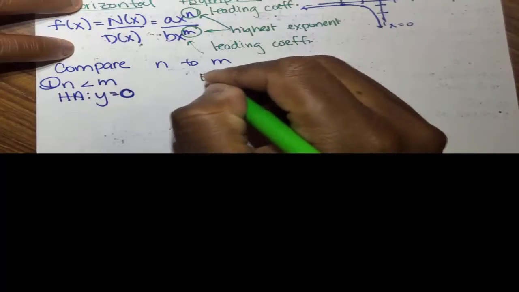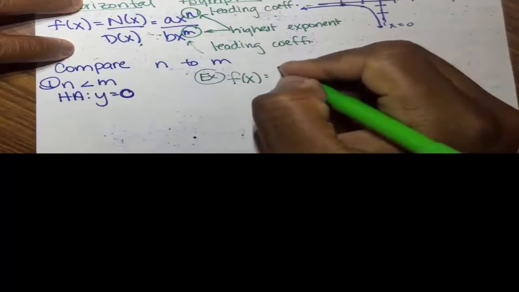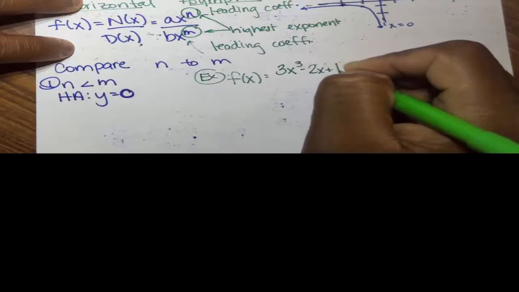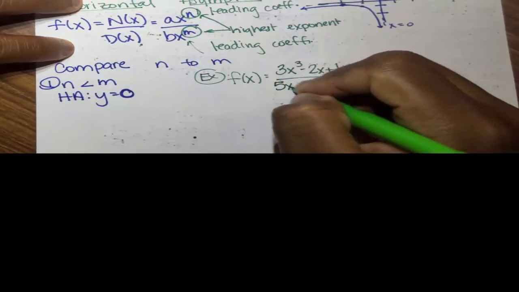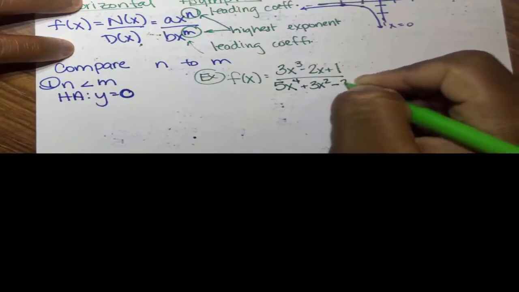Here's an example of what that means. Take the function f of x is equal to the leading coefficient 3x cubed minus 2x plus 1 over 5x to the 4th plus 3x squared minus 2.